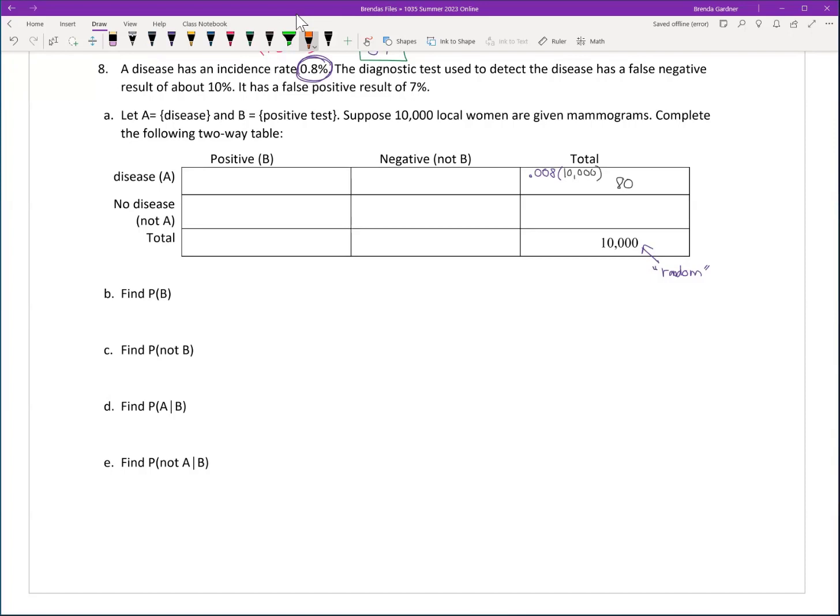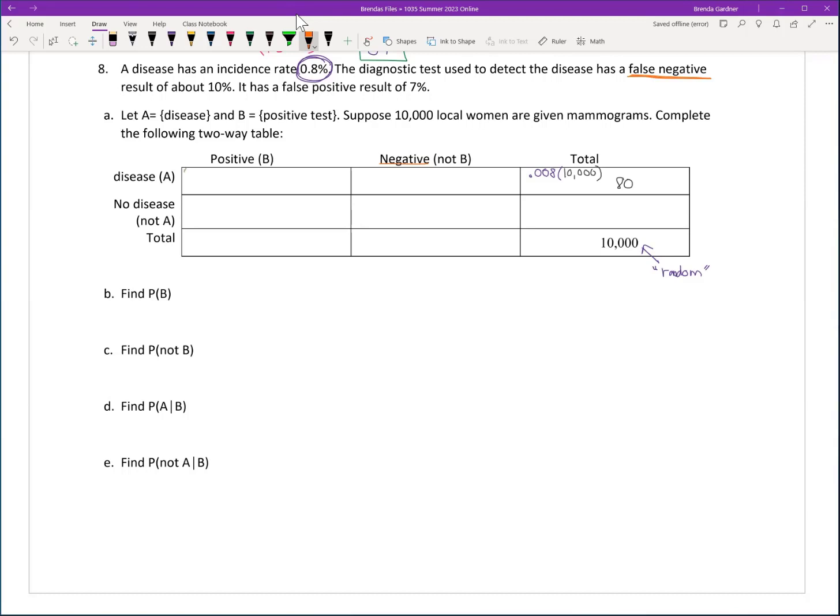The diagnostic test used to detect the disease has a false negative. So let's think about what that means and where that number would go. False negative, obviously negative means I'm going to look for that middle column of negative. And false means that they would have the disease, but they were told that they were negative, right?